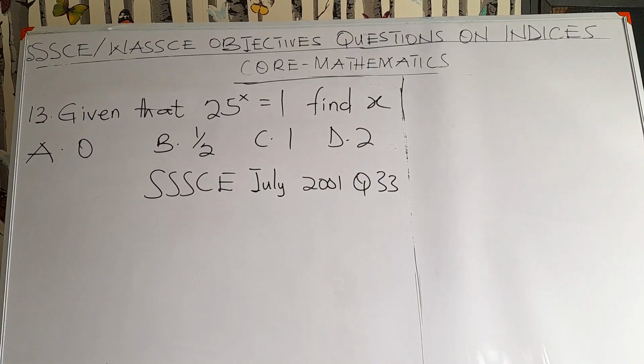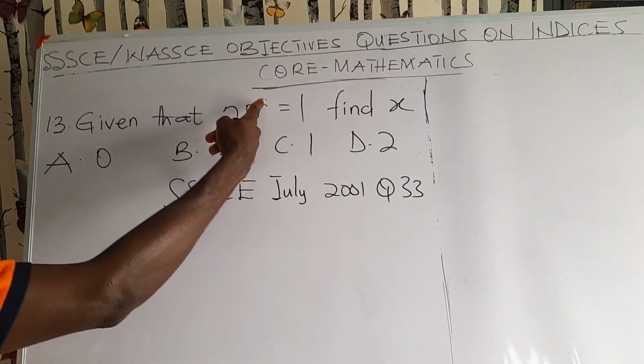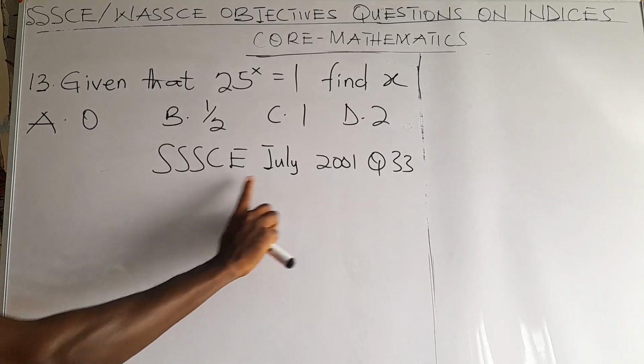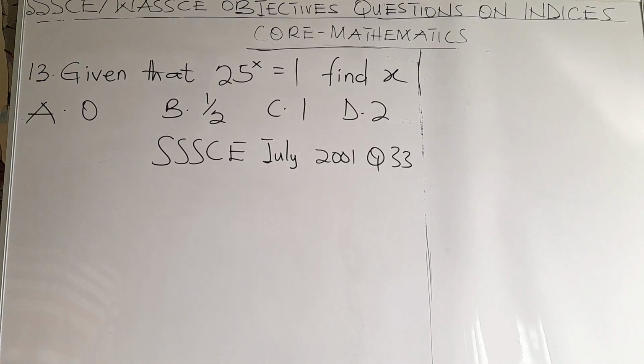There's another simple one here, the next one. It's given that 25 exponent x is equal to 1. Find the value of x. Please pause the video and try to solve it. This is main exam, July 2001, question number 33.